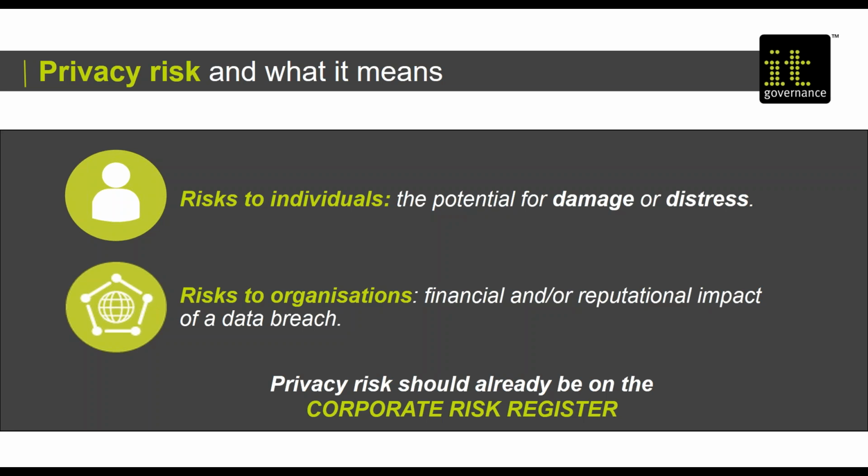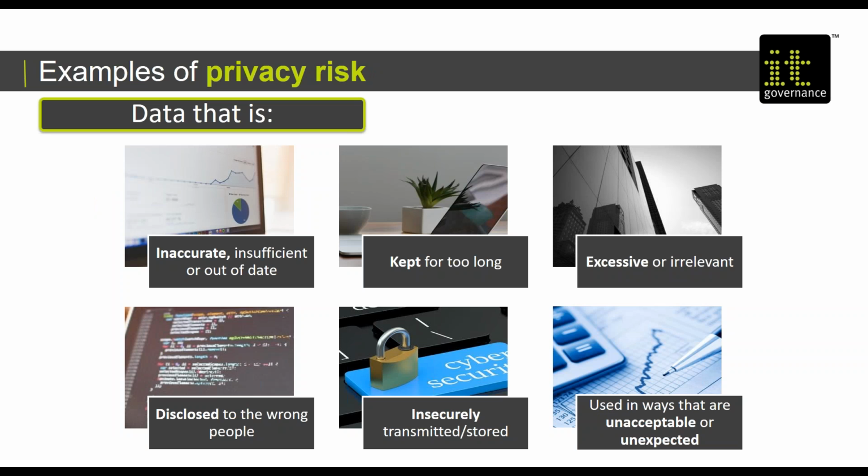Both types of risk, risks to individuals and risks to the organization, should be on a corporate risk register, being monitored by the board with proper board oversight, to make sure that appropriate controls are in place to bring risk down to an acceptable level to the organization and to the data subject.